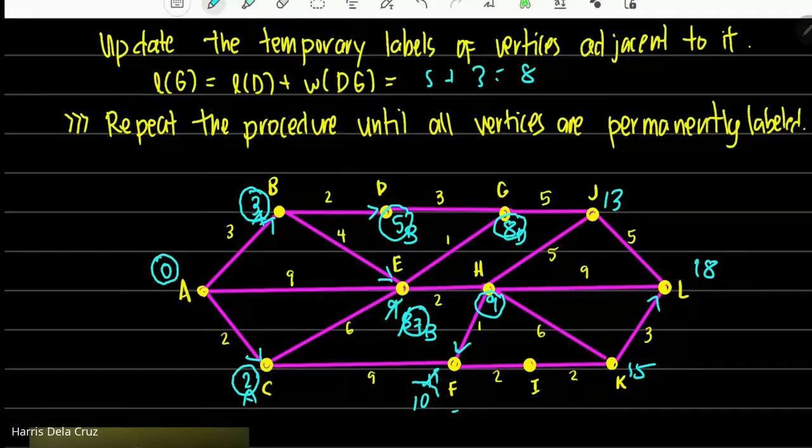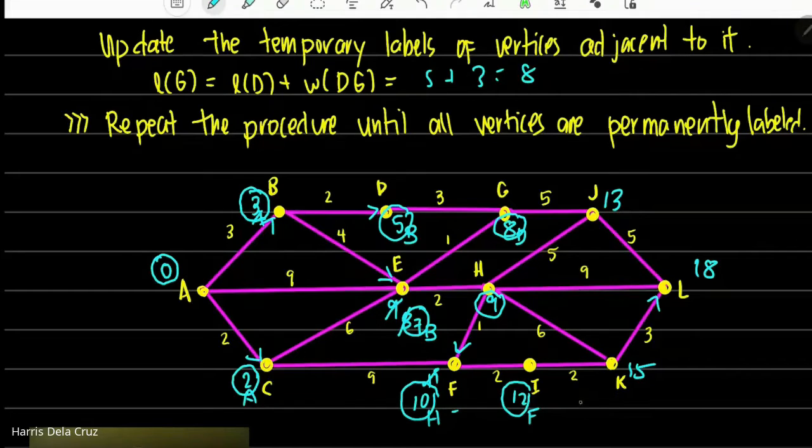So, just to remember, this is from H. Yung 10 na yun. And then, from 10, pwede kang pumunta kay I. So, yung I magiging 10 plus 2, 12. So, from the temporary labels, ang pinakamaliit ay 12. So, mafi-fix na yung label ni I na 12. Galing kay F.